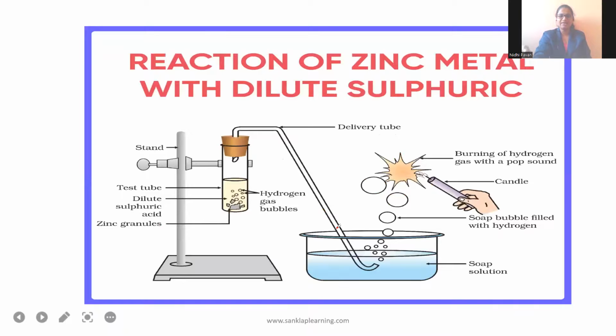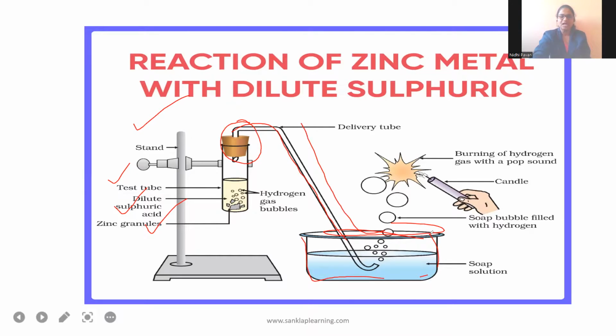Next, we have the reaction of zinc metal with dilute sulfuric acid, the activity given in the textbook. For that, you need a stand, a test tube, dilute sulfuric acid and zinc granules. I will show you how zinc granules look in the next session. We take all these things and put a rubber cork, and to that cork attach a delivery tube made of glass. The other end of the delivery tube should be kept in a vessel containing soap solution.